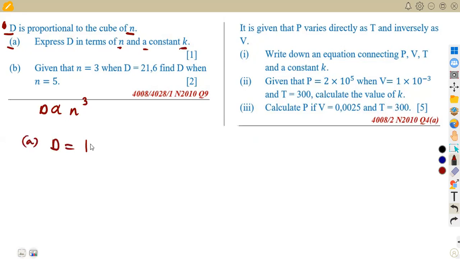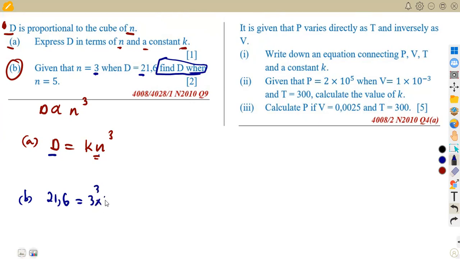So d is equal to k n to the exponent of 3. That is the question. Then b, given that n is equal to 3, d is equal to 216, find the value of k. So before we even consider the finding part, from the information here, we are supposed to find the value of what? The value of k. So given that d is 216, so 216 is equal to n to the exponent, that is n is 3. So it's going to be 3 to the exponent of 3 times k. So that means we can find the value of k.